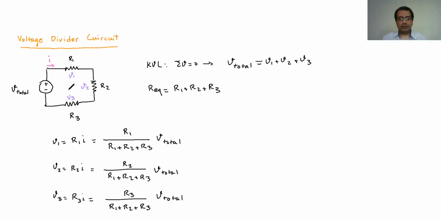This condition is true for as many R as you have. If you have 4, it's going to be divided between 4. If you have 5, it's also the same equation, so you just keep adding here. If you have 4, you have R4 here as well. If you have 5 of them, you have R4 plus R5. So this format is true for as many R as you have in a series condition.